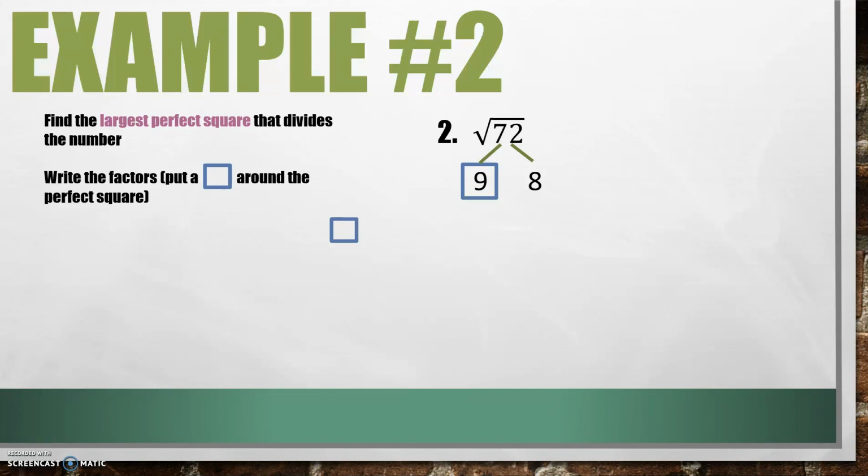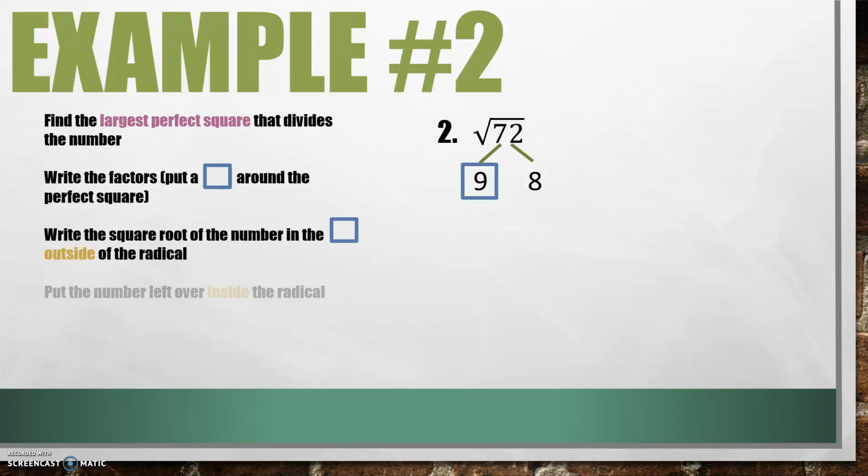I'm going to put a square around the 9 because that's the perfect square. Now I'm going to take the square root of 9, and I'm going to get 3, and I'm going to put that on the outside of the radical. Now the leftover number 8 is going to go inside.